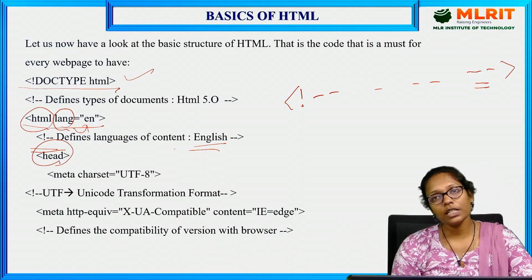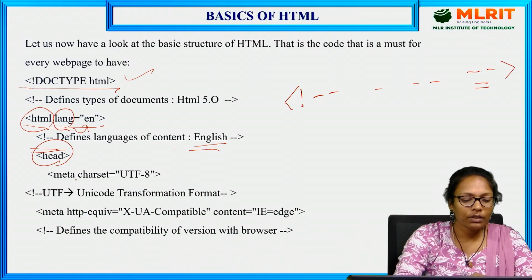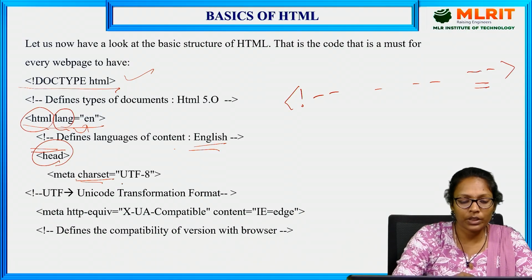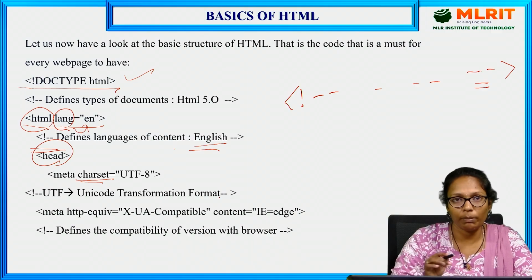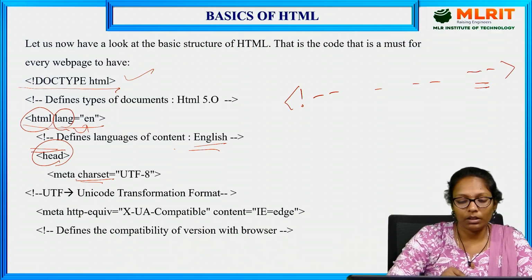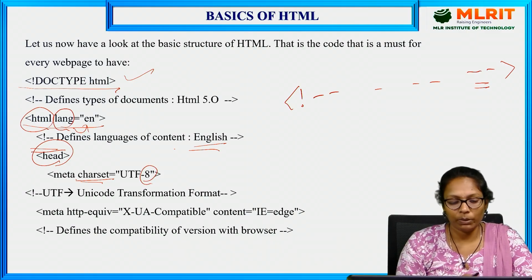In the header section, as we discussed, we can mention the metadata. So here in the metadata, first you're mentioning the character set. So what is the character set? You're using UTF-8, Unicode Transformation Format. So we know the Unicode transformation format, you're using 8 bits. So each character will be converted into 8-bit format.